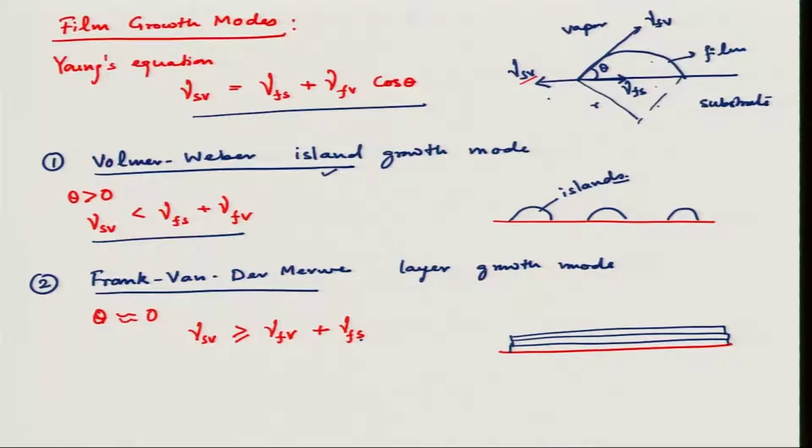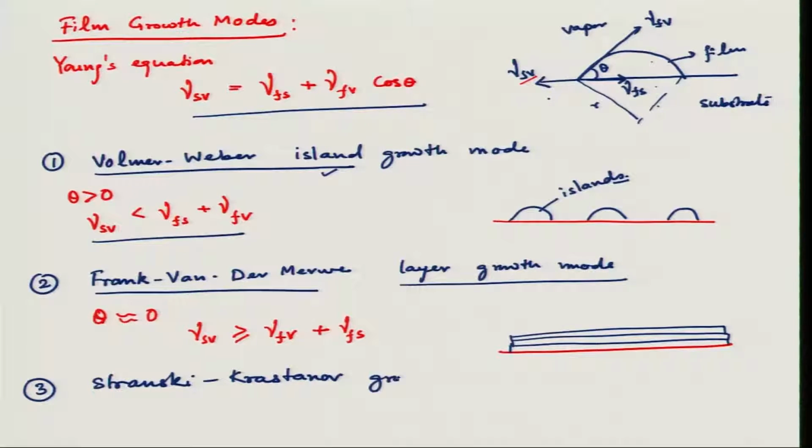So a small amount of material will form a thin film, spread out. This is the spreading of any liquid onto a surface which has lower surface energy. So this is the other extreme, where the surface energy between substrate and vapor is very high, so the layer growth mode happens. There is a third mode which is called Stranski-Krastanov growth mode. We will discuss what this growth mode is, and this is a very complicated mode.